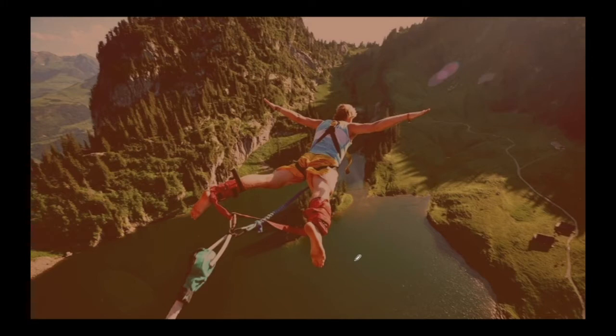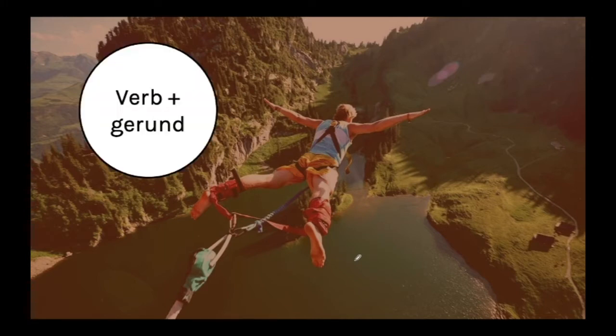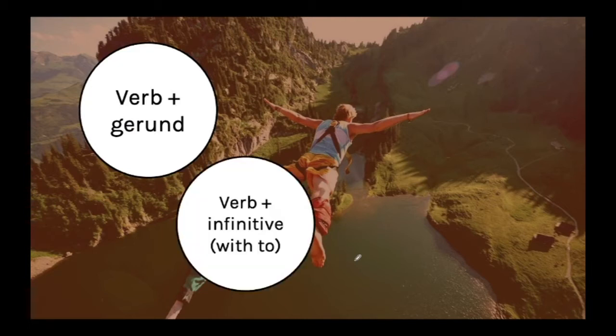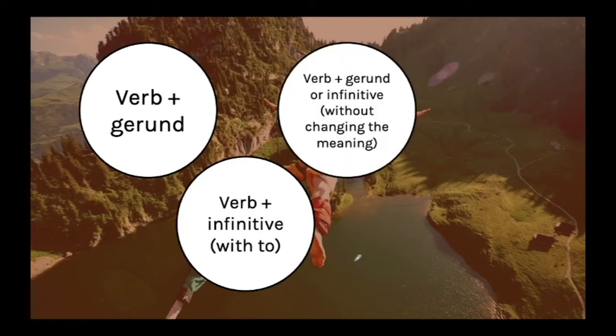In English, we have 4 types of verb patterns. The first one is when the verb is followed by a gerund. The second one is when the verb is followed by an infinitive. The third pattern is a group of verbs that can be followed either by a gerund or by an infinitive. But in the third pattern, the meaning of the sentence doesn't change. You can have either a verb with a gerund or an infinitive without changing the meaning of the sentence.